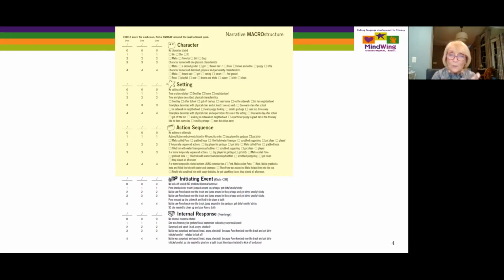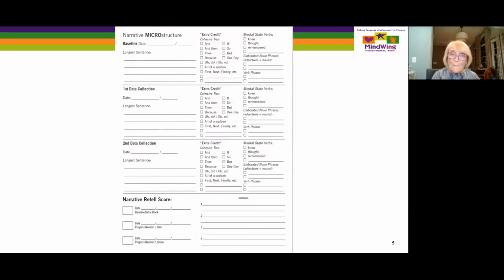So this is one of the protocols. And then this is the microstructure part that we've talked about, where the child uses or shows that he uses some cohesive words like and then, because, all of a sudden, those words that we've talked about as we've progressed thus far with you. So these are the data collection sheets that go along with the story.